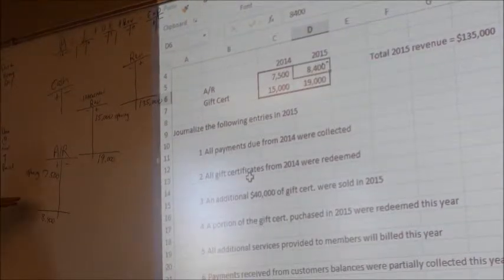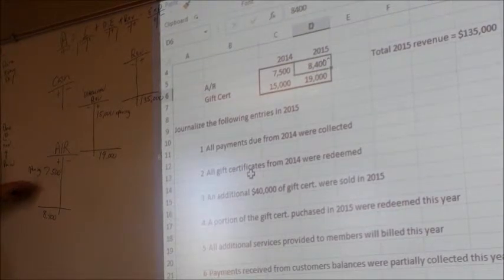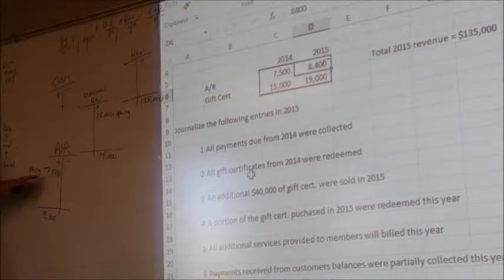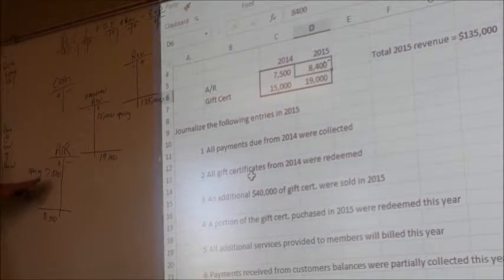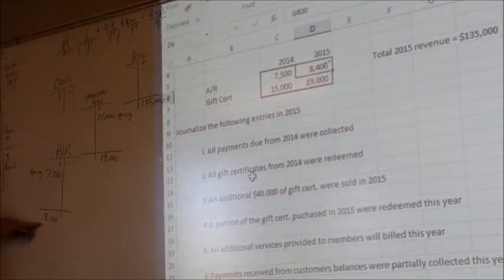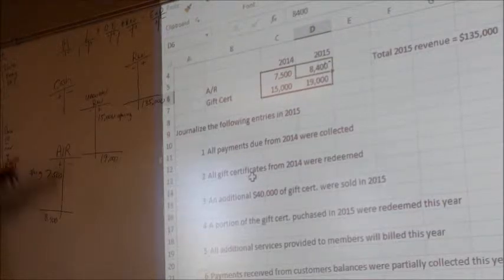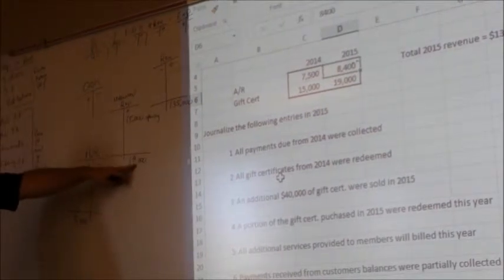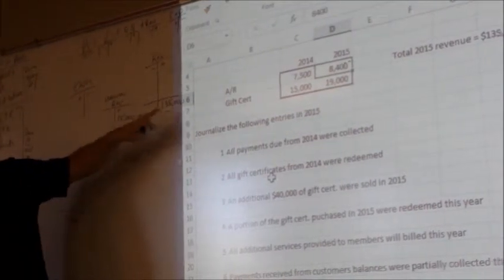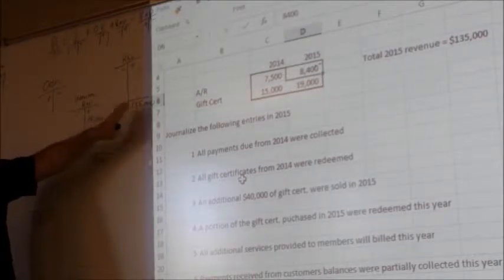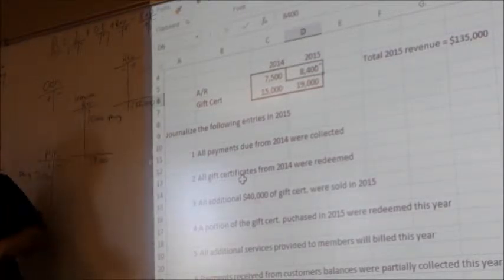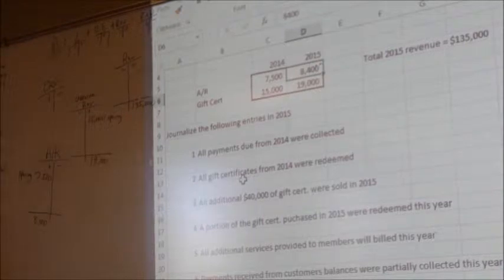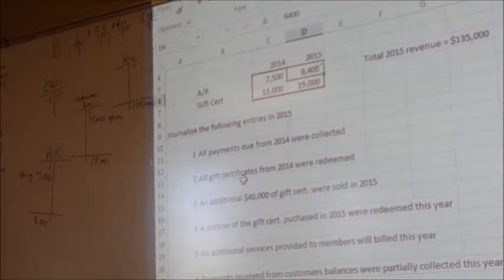You better start your T accounts. Accounts receivable had an opening balance of $7,500 to start the year, or to end last year. Same thing as starting this year. An ending balance of $8,400. And my unearned revenue began the year with $15,000, ended the year with $19,000. And total revenue was $135,000. Note that that's total. That's not an entry that I have, or last year's beginning balance, because revenue starts over with 0.